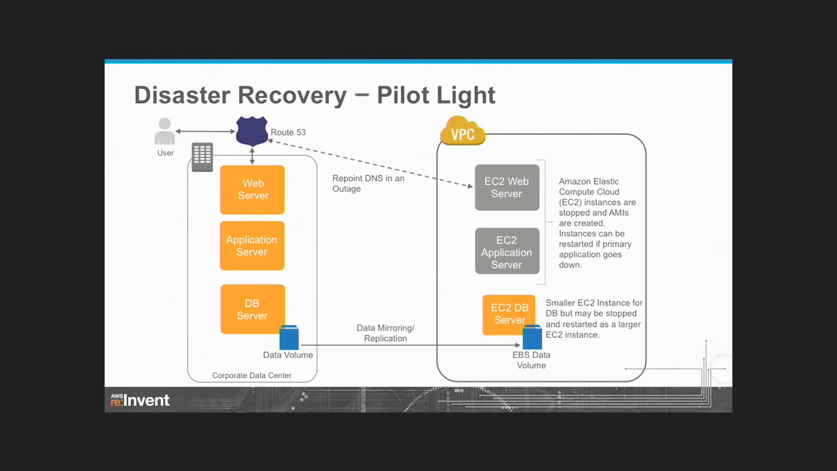I would go and promote the slave to master. I would probably stop and restart that database instance to move it from small hardware to very large hardware. Maybe I'm moving up to a 4XL high memory instance. And then I'm going to start my application and web tier and scale those tiers out. And I literally can do that. I can have a script ready that I kick off and does all of that work, in a matter of a few minutes with boot time. And then I repoint my DNS, and that's called the pilot light.